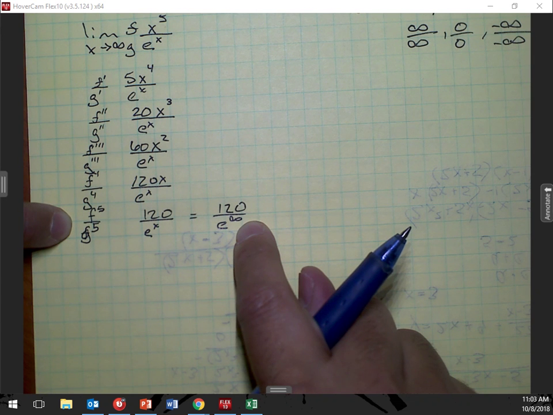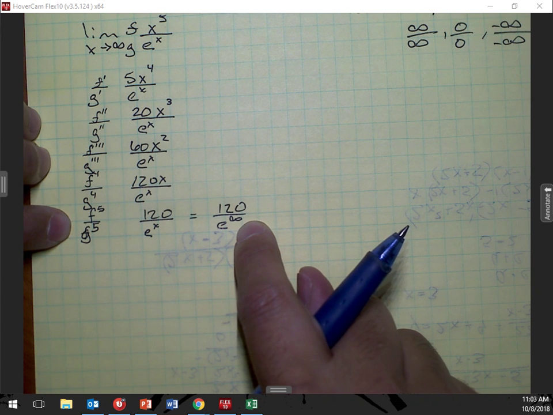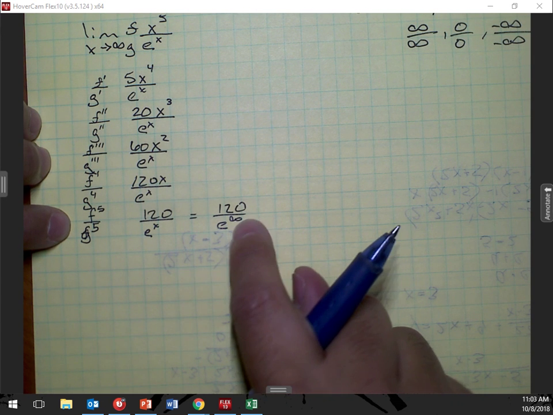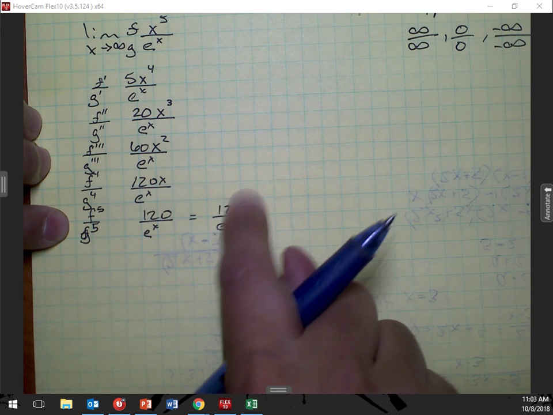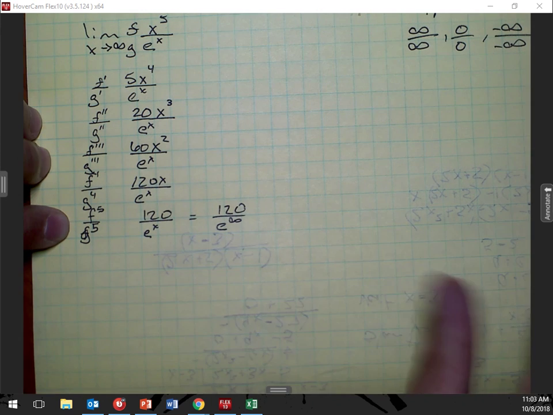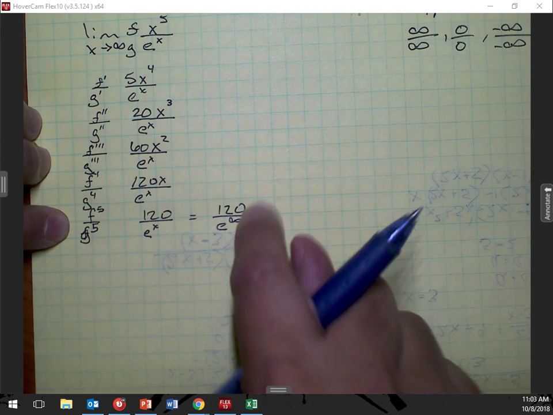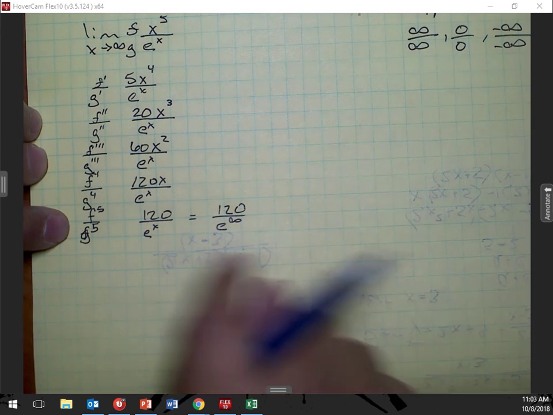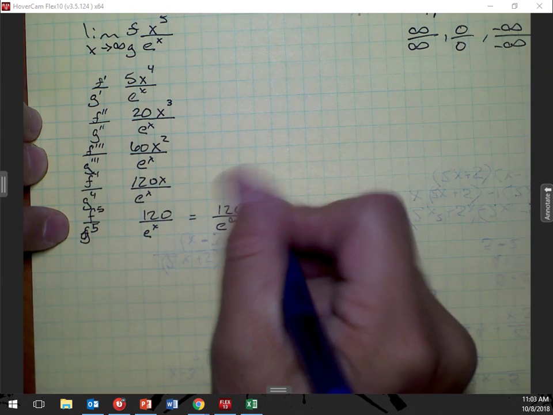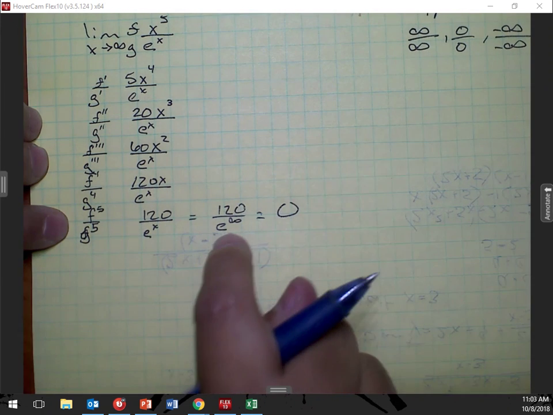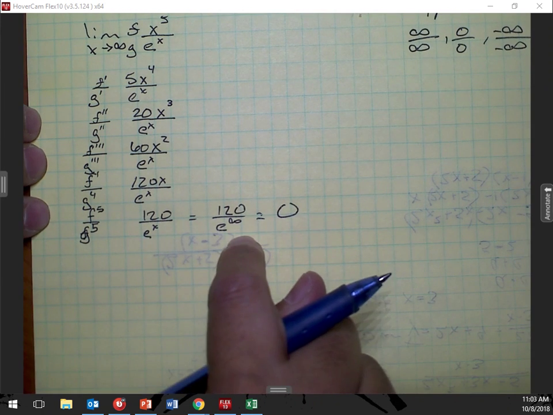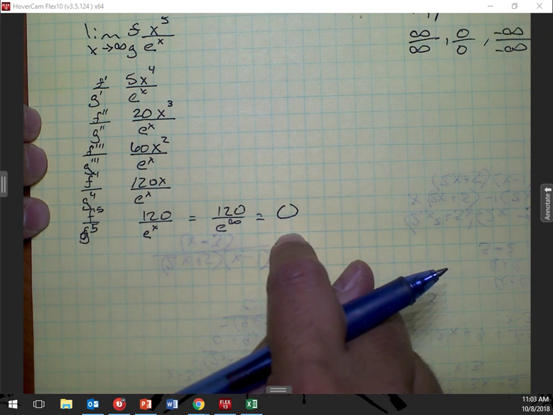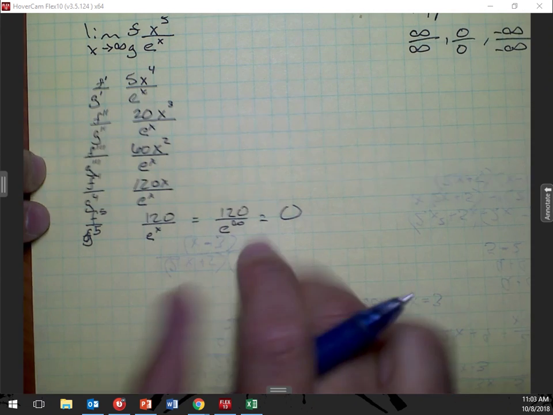So which one is going to race faster? The bottom. The bottom is going to race faster. So if the bottom goes to infinity faster right here, what is the limit for this? 0. That goes to 0. The bottom is bigger, it goes faster, so that's going to go to 0. Does that make sense?